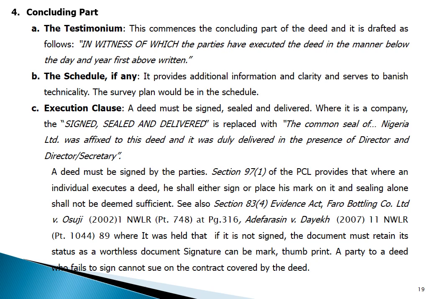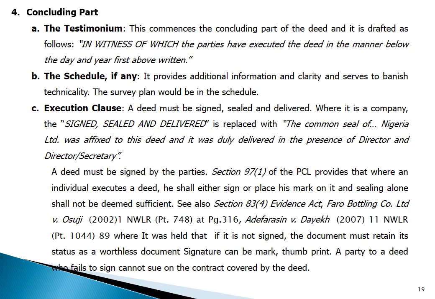A deed must be signed by the parties. Section 97(1) of the PCL provides that where an individual executes a deed, he shall either sign or place his mark on it, and sealing alone shall not be deemed sufficient. See also section 83(4) of the Evidence Act; Faro Bodley Company Limited v. Osuji 2002, 1 Nigerian Weekly Law Report, part 748 at page 316.